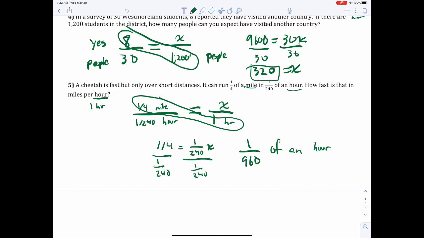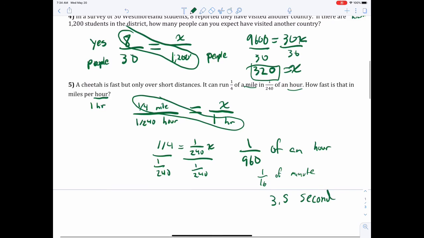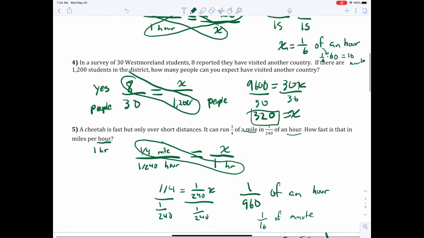If you are curious and want to find that in minutes, that is 1/16th of a minute. Oh geez, so what is that in seconds? Not that you have to do this on your assignment, but we're just doing it anyways. 3.5 seconds. So it can really move. It can do 1 lap around the track in 3.5 seconds, but it can only do that for a short amount of time.